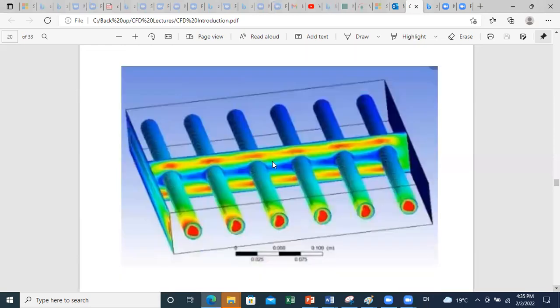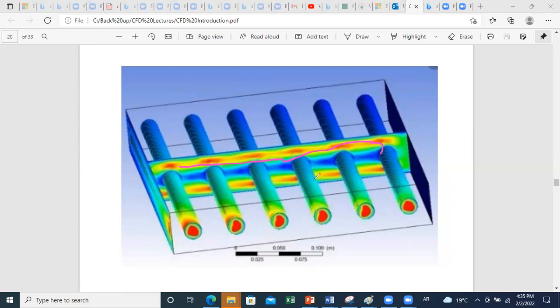This is a simulation of what in this figure? Heat exchanger. Yes, very good. It's a heat exchanger. So here you can see we have a cross flow heat exchanger, so we have two perpendicular flows.